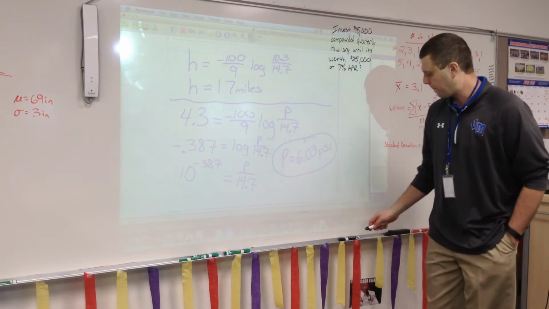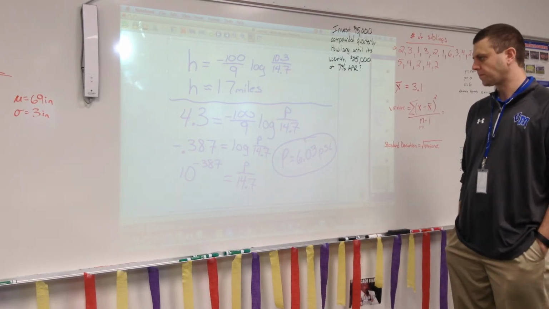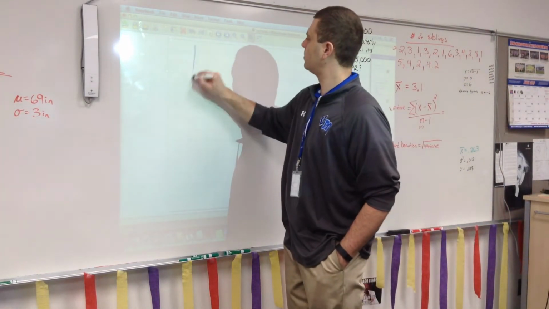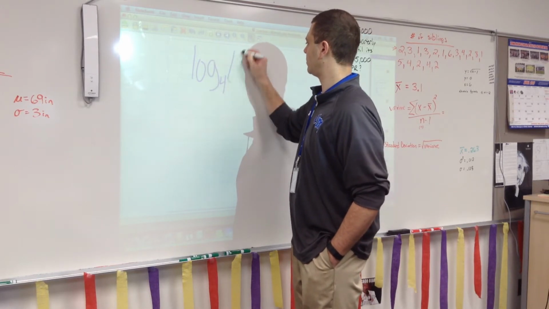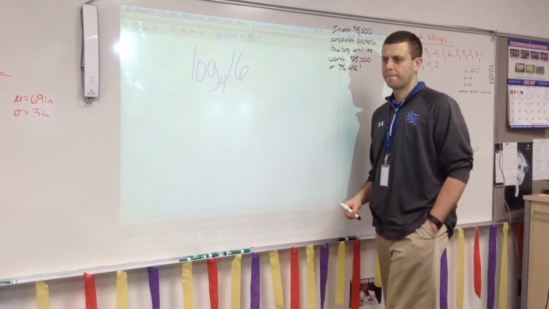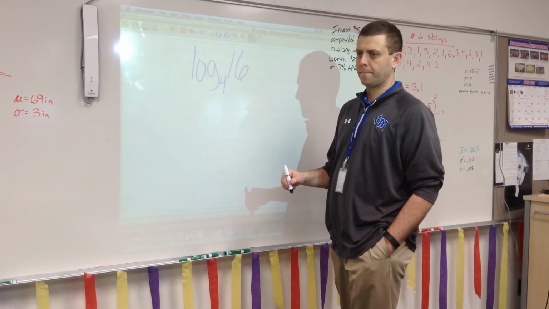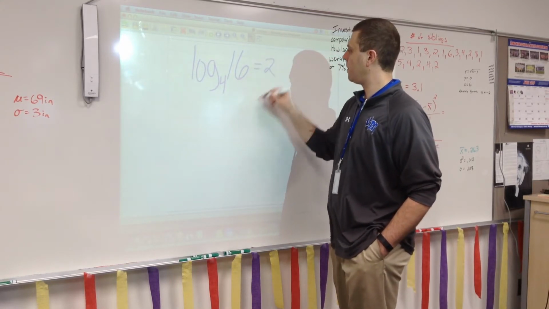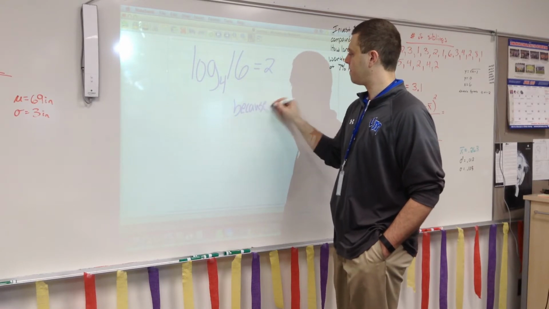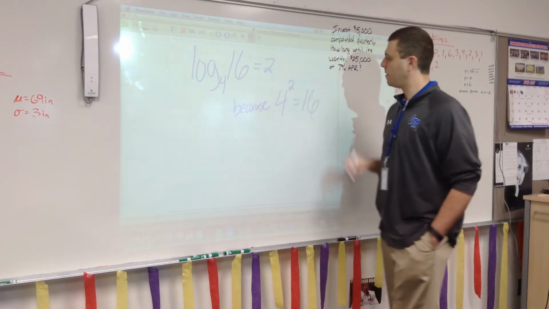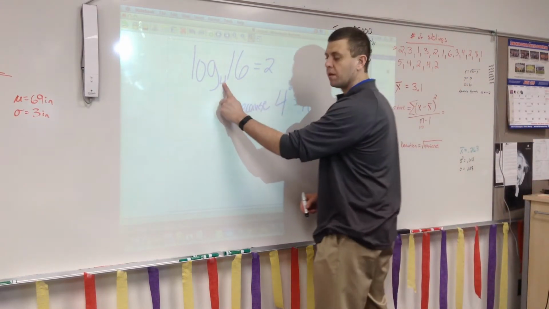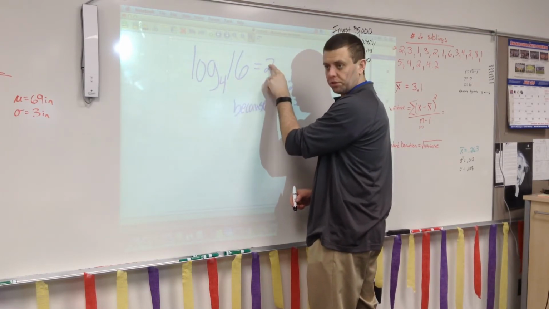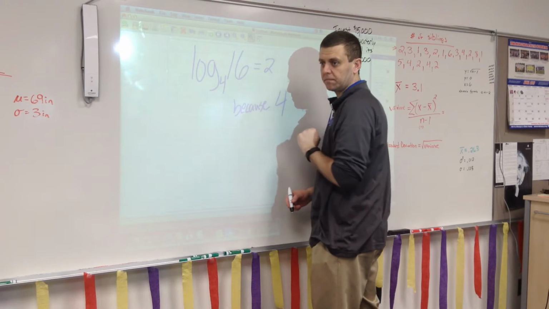Okay. Yes. Question. On the one where we put the 10 to that power, how did that work? What's this answer? Well, wouldn't that be 2 then? Yeah, why? Because 4 squared is 16. Perfect. Look, this base 4 has an exponent of 2, and that will equal 16.